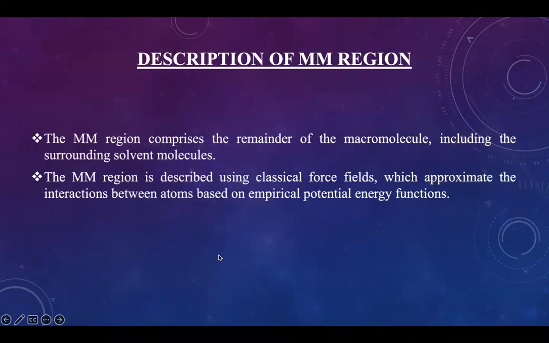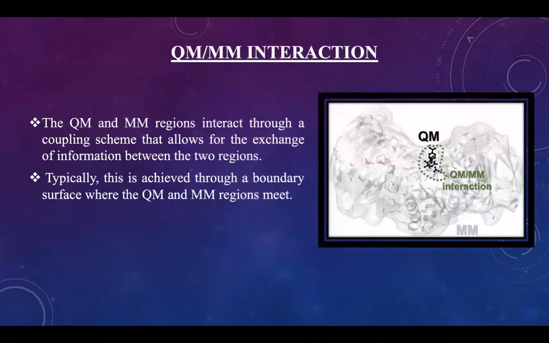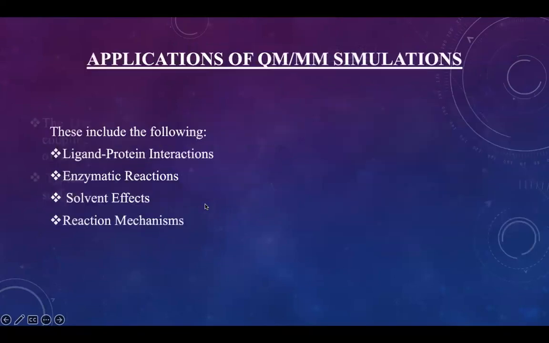Discussion of the MM region. The MM region comprises the remainder of the macromolecule, including the surrounding solvent molecules. The region is described using classical force fields, which approximate the interaction between atoms based on empirical potential energy functions. QM and MM interaction. The QM and MM regions interact through a coupling scheme that allows for the exchange of information between the two regions. Typically, this is achieved through the boundary surface where the QM and MM regions meet.